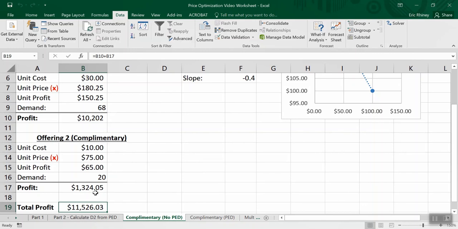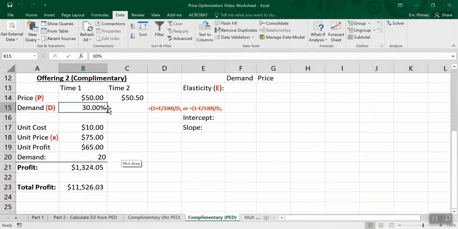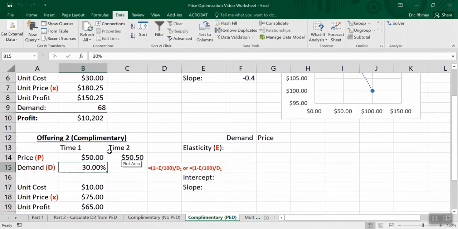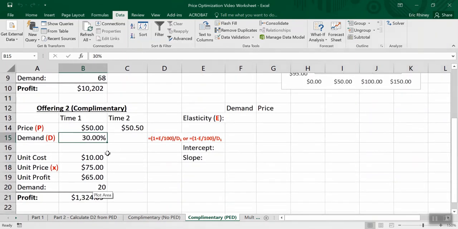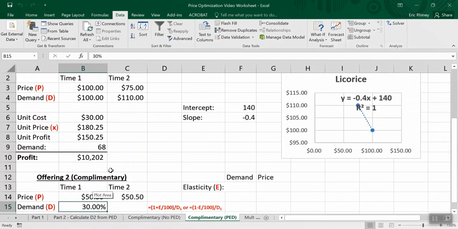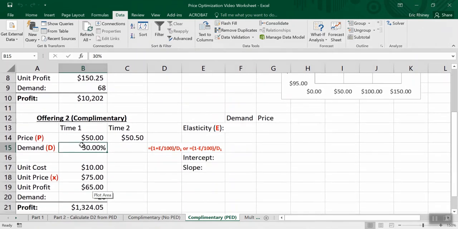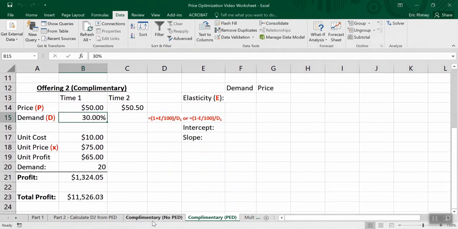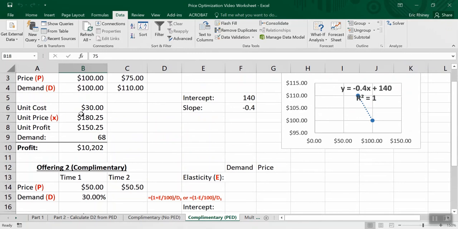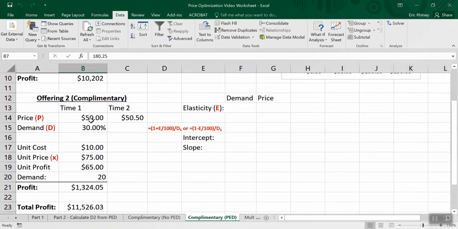All right, so let's take this a step further and let's look at if we have elasticity of demand for the second product. So over here, I've actually copied all of this over to a second worksheet, and right now it has everything that was calculated for our original complementary pricing, price optimization, the $75 for the complementary offering, the $180.25 for our first offering.